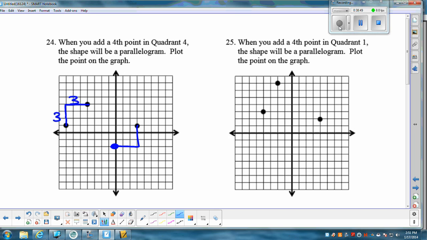Do the same thing for 25. To get from one point to the other, we had to go up 4 and over 2. So start from our bottommost point, up 4, over 2. And there's our point.